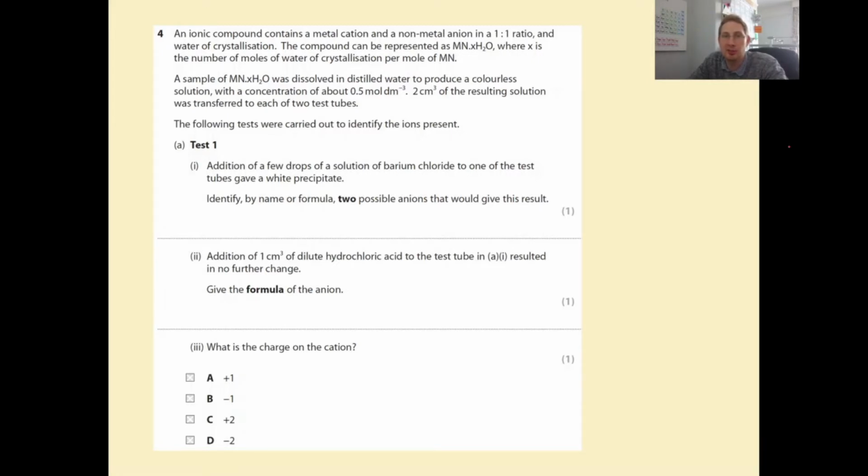2 centimetre cubed of the resulting solution was transferred to 2 test tubes and some tests were carried out. Right, we've added barium chloride. And barium chloride, you should know from GCSE, is used to test for sulfates.